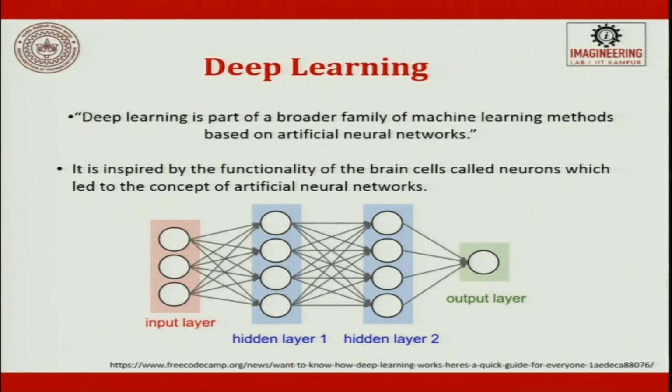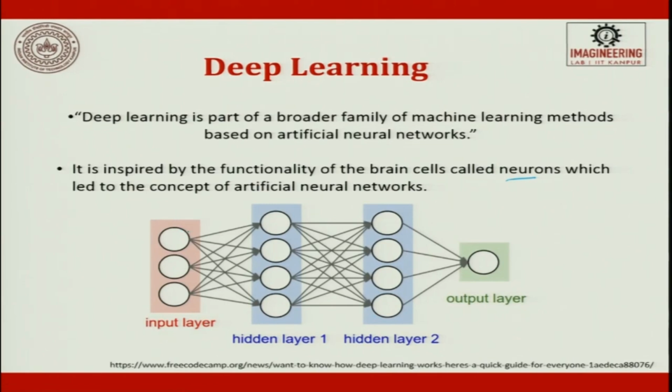DL is a subset of ML, based on artificial neural networks. It is inspired by the functionality of the brain cells called neurons. These are all neurons, which led to the concept of artificial neural networks. You will have in artificial neural networks input, output, and then you will have hidden layers, and then in each layer you will have neurons.